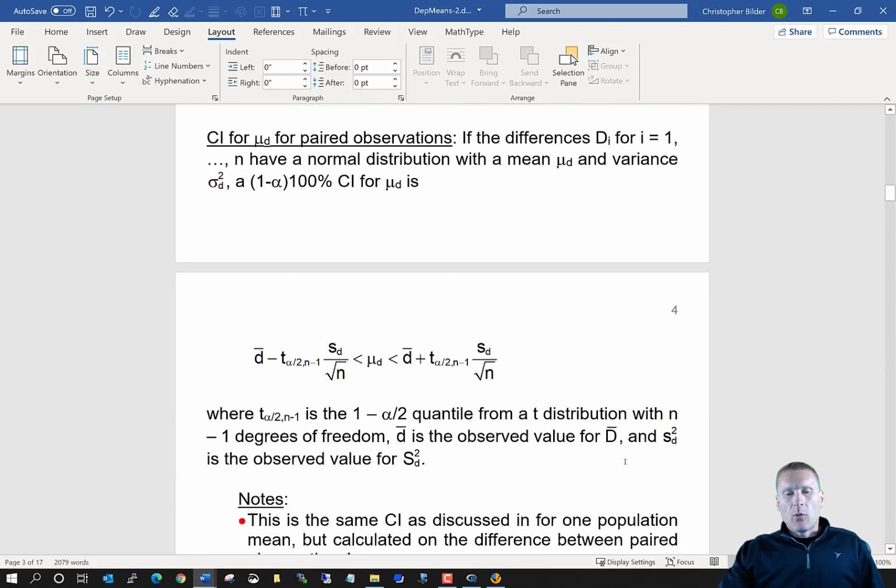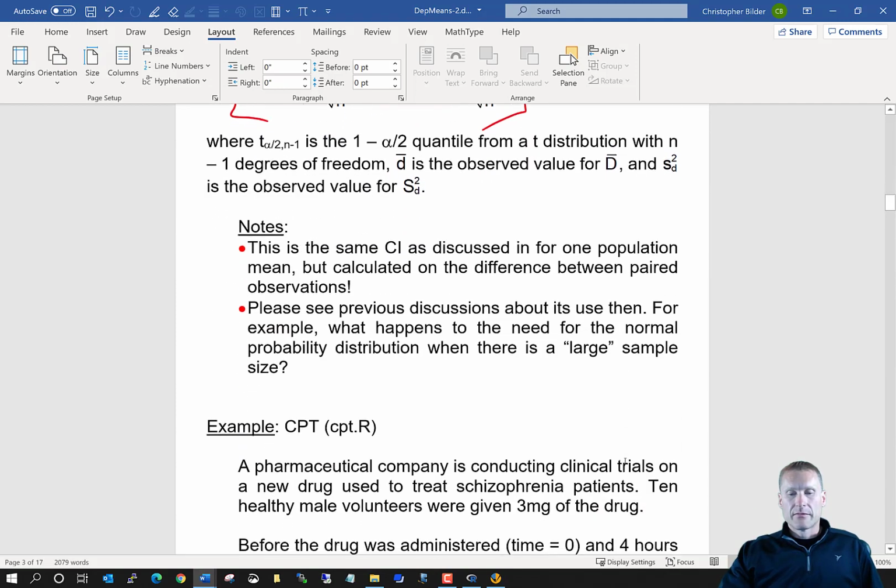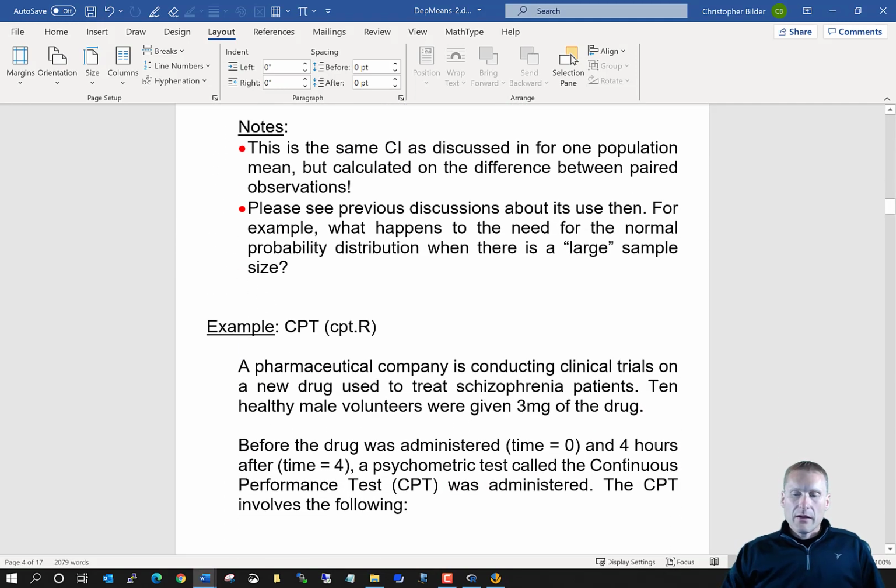So, what's a confidence interval now for this mu sub d, the population mean difference? It's exactly what we had when we were dealing with one population mean before. The key difference is we replace the y's with the d's. So it's the same interval. For a note here, please see previous discussions about its use. For example, what happens to the need for the normal probability distribution when there's a large sample?